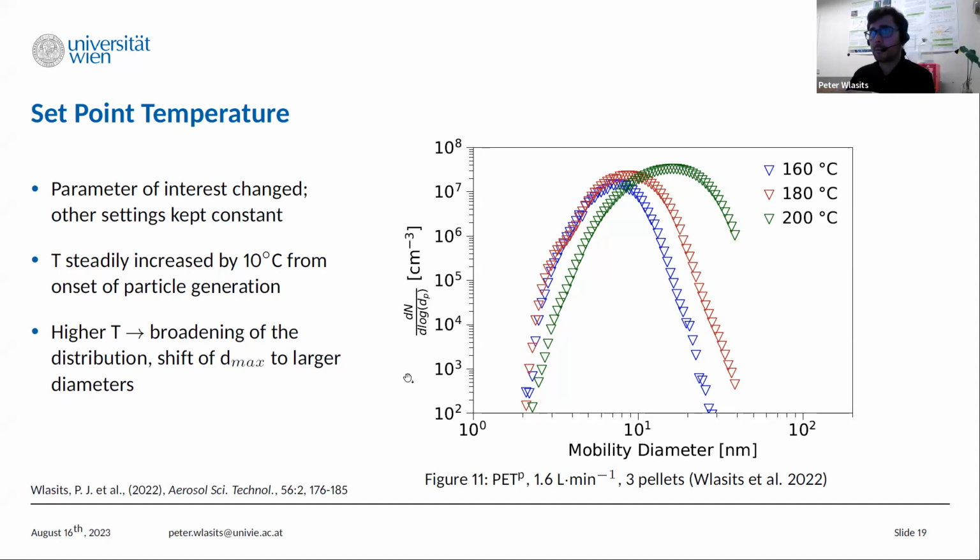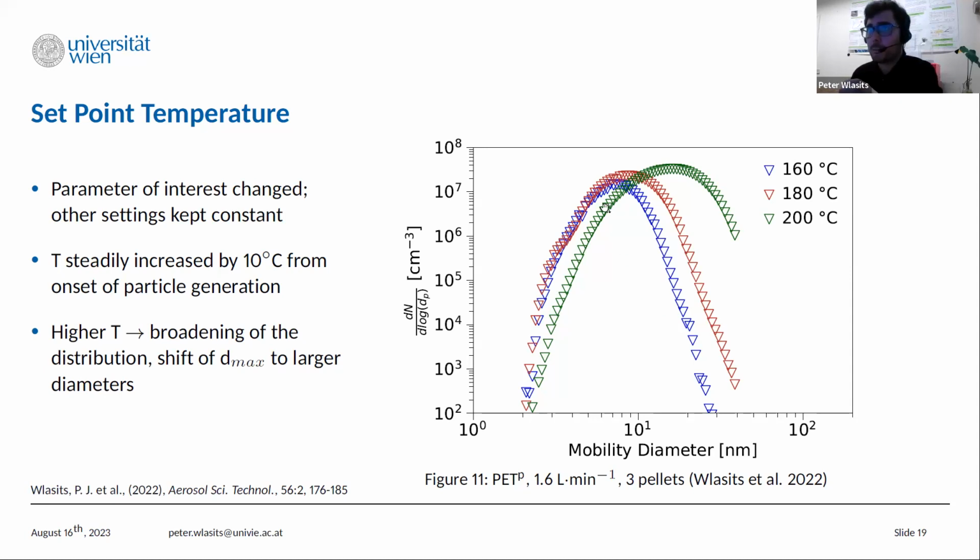Higher temperature, on the one hand, is connected to a broadening of the size distribution. If we compare red to blue, you can see it pretty nicely. They start at approximately the same diameter, but then the red one is way broader, so there are also more particles produced.